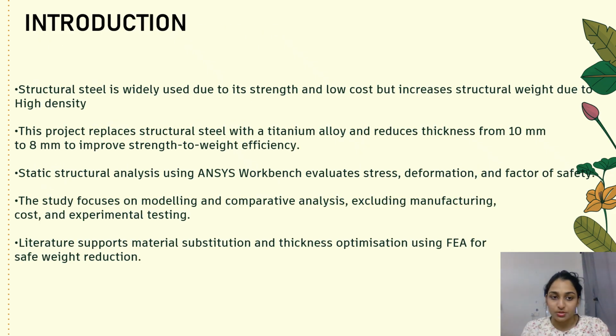Now we are going into the introduction. First, we know that structural steel is widely used because of its higher strength and lower cost in the industry, but it increases the structural weight due to high density. So structural steel is very high in density, so it can increase the weight, so it is way more safe. This project replaces structural steel with titanium alloy to reduce the weight, and that's the first modification. And the second one is to reduce the thickness of the tabletop from 10 mm to 8 mm to improve strength to weight efficiency, because the weight is actually reduced.